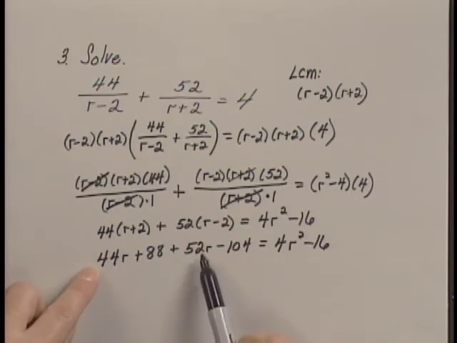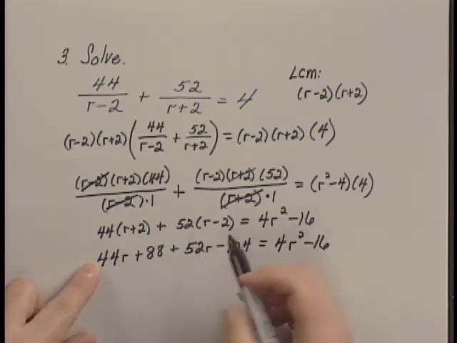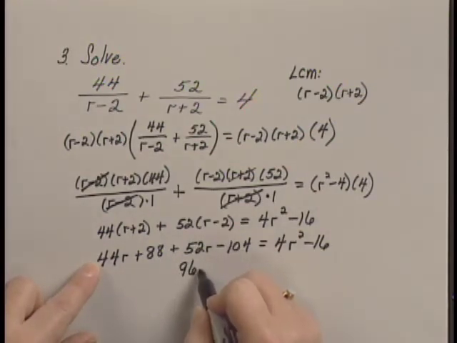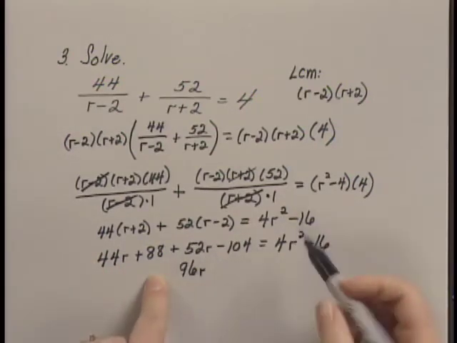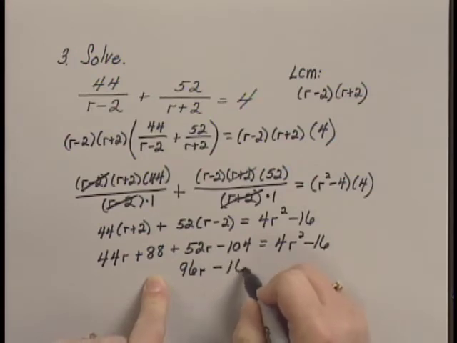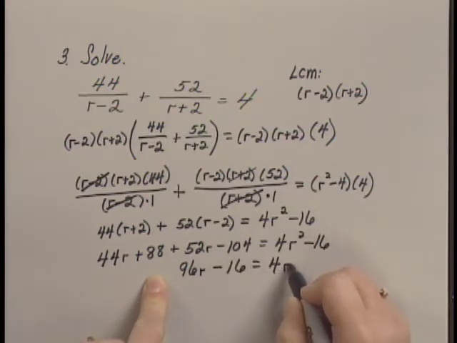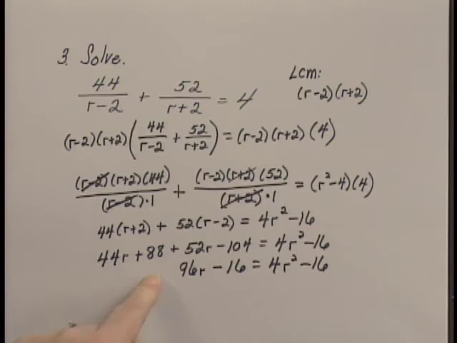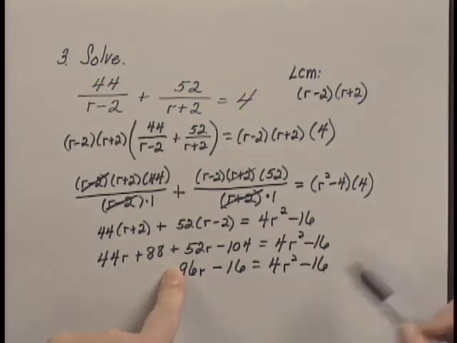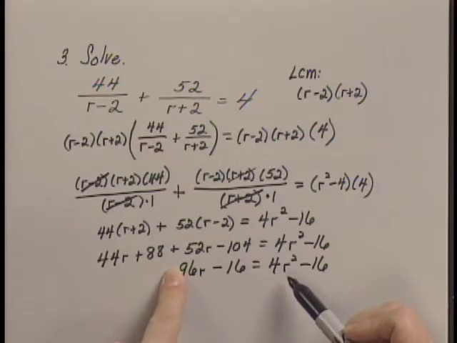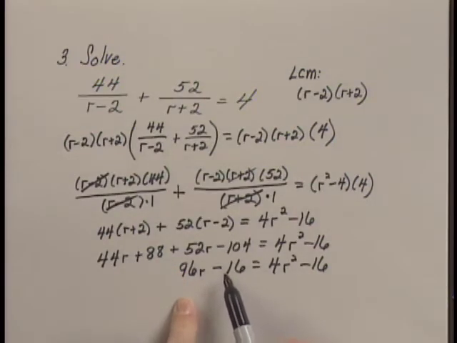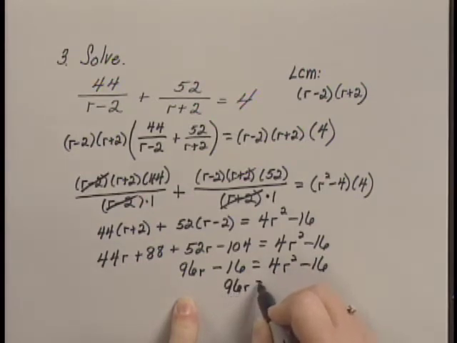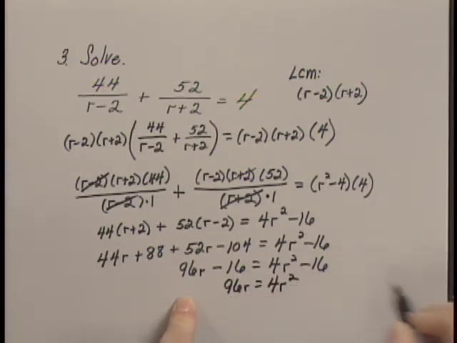And then I can combine like terms. 44r plus 52r is 96r. 88 minus 104 would be minus 16, and that equals 4r squared minus 16. And I can see that I have a quadratic equation here, and I'll do one more step on this page and then go to another page. I'll add 16 to both sides, and that gives me 96r equals 4r squared.